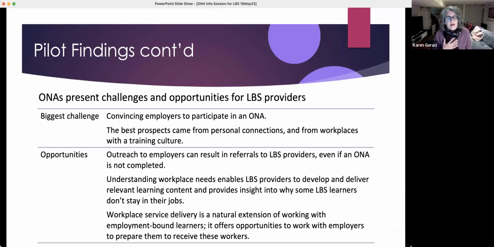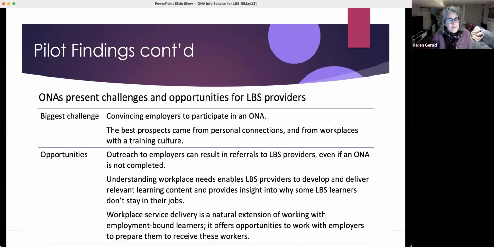We also saw that workplace needs enable LBS providers to develop and deliver relevant learning content, because making those connections with employers, understanding what skills people need on the job, gives insight into LBS so that we can prepare people better for those ultimate goals of getting jobs, and also understand better those LBS learners who aren't successful at work, who may keep coming back to LBS programs. We can start to help them develop some of those skills to make them less vulnerable in those occupations.